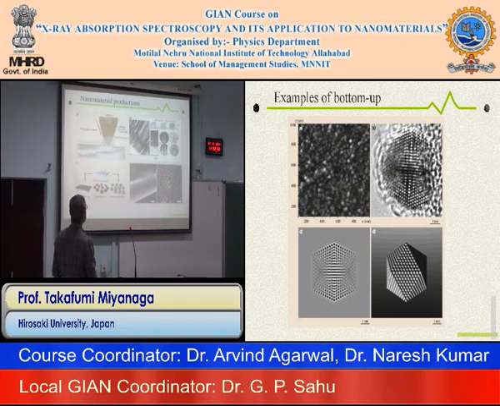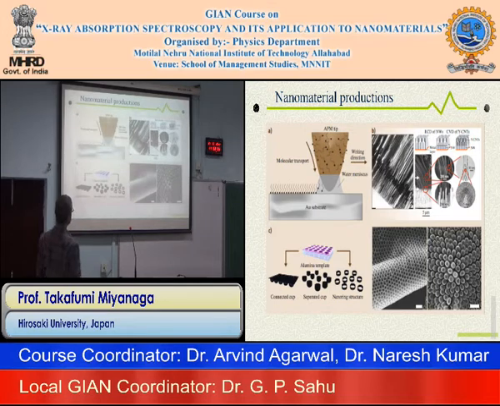Now, nanomaterial production. I show you the top-down procedures. That is the AFM tip controlling some nanomaterials on the gold substrate. This is also the merit of the stable metal of gold substrate. And some photos around here are like the CNTs, carbon nanotubes.